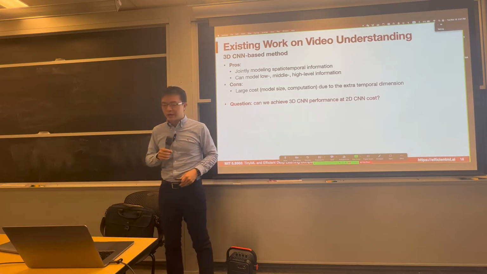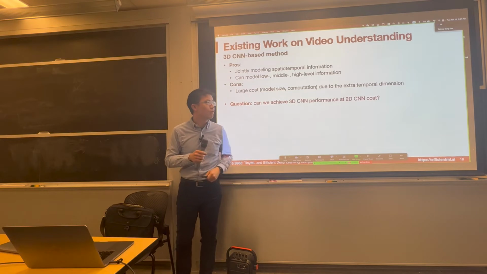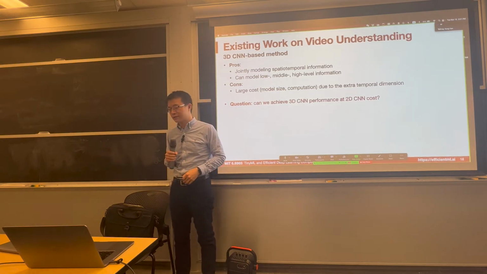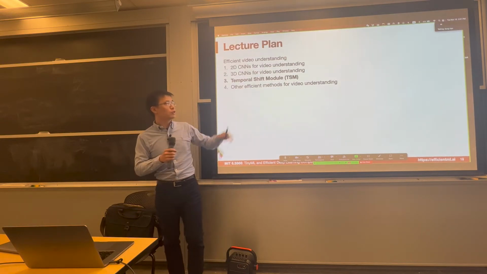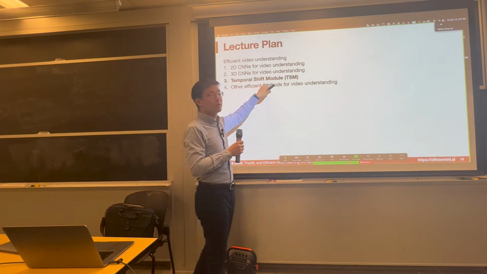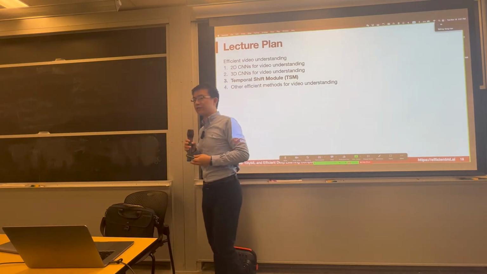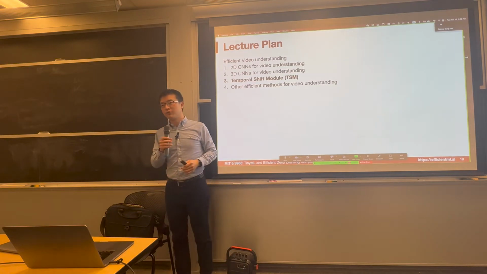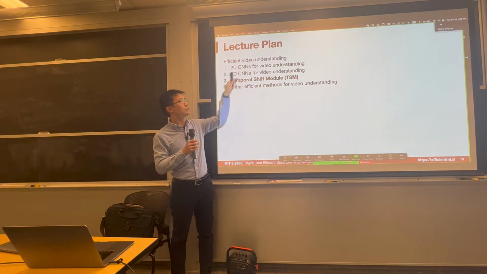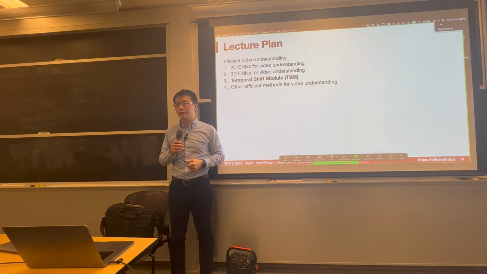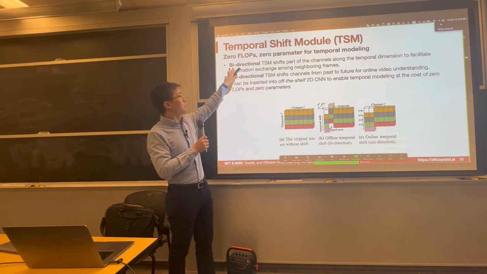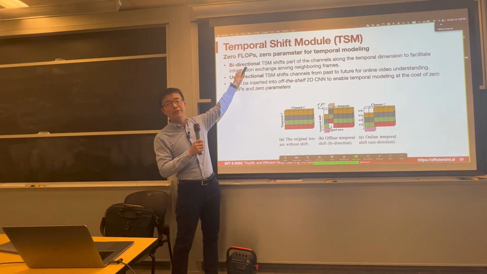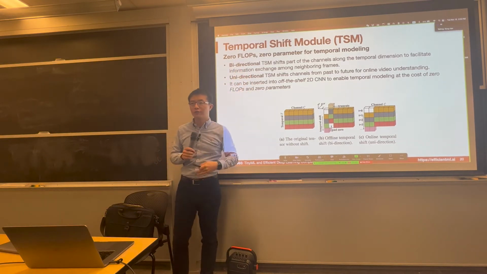And so can we achieve 3D CNN performance at a 2D CNN cost, right? That is the goal of reducing the computational cost for video understanding. So we'll introduce this cool method called the temporal shift module, which is a very effective method that has the best of both worlds, with 2D CNN cost and 3D CNN performance. The temporal shift module is actually zero FLOPs and zero parameters for temporal modeling.